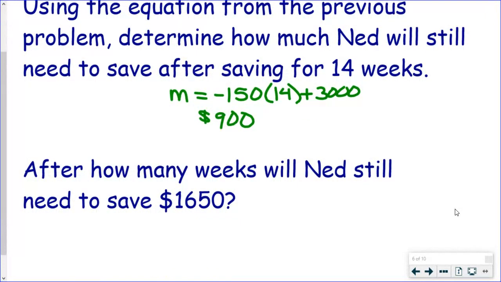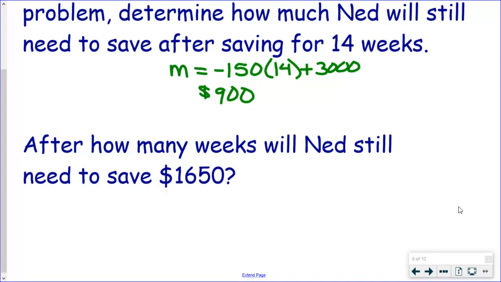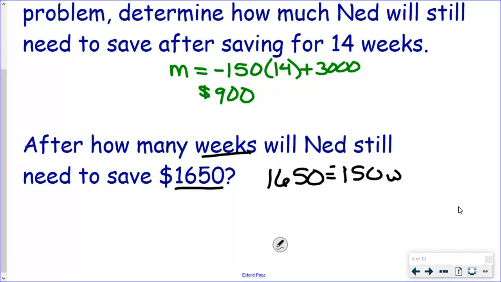Okay, how many weeks will Ned still need to save $1,650? Sorry, guys. After how many weeks will Ned still need to save $1,650? Well, same equation, but this goes in front. And how many weeks is W? Oops. Sorry, that's a 3,000. And then we just solve.